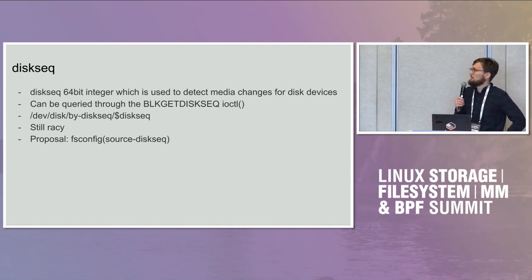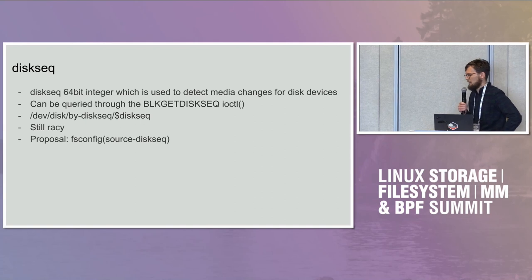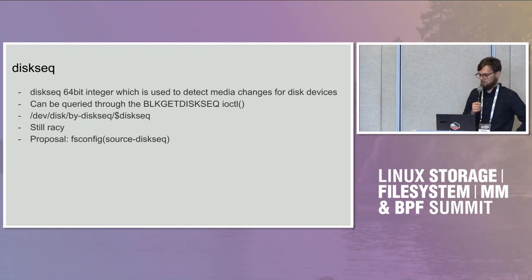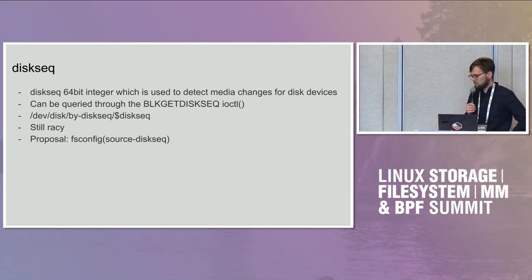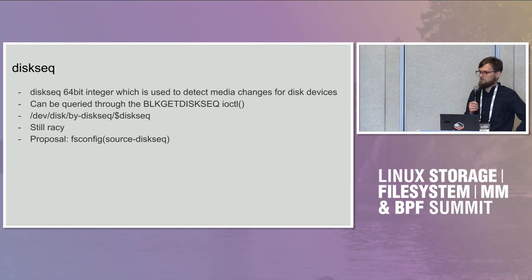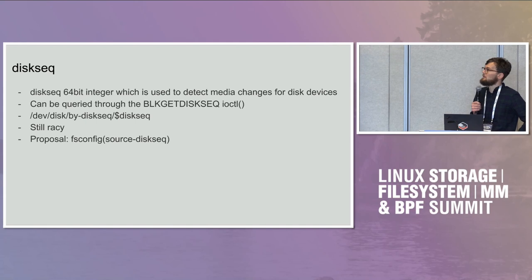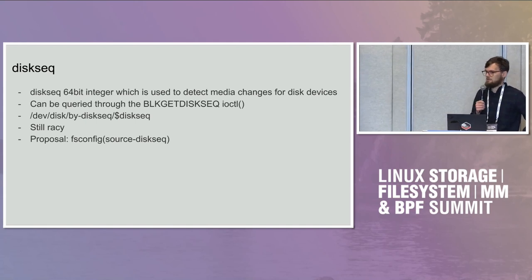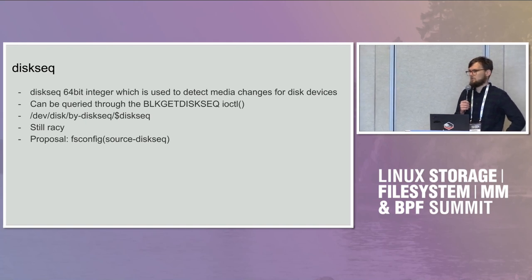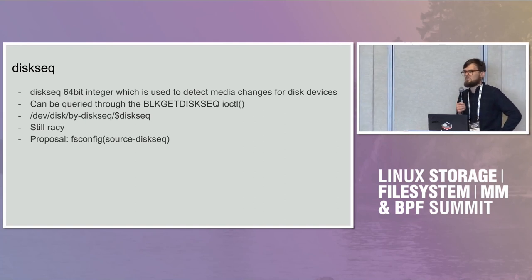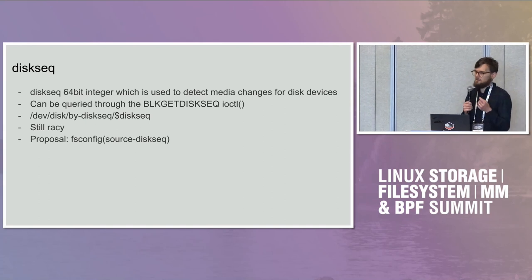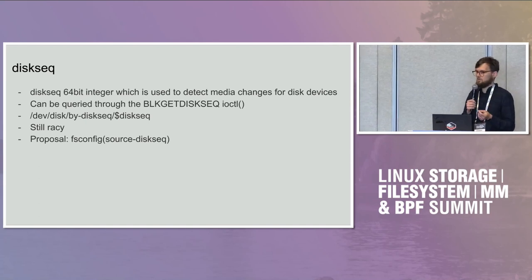And this is a worry for doing unprivileged mounts, for example, or doing unprivileged mounts in lieu of a container. And so the idea that I had pitched off list to Christoph before was to introduce a new generic property in the new mount API, which I called, as a working title, source disk sequence number, or source-diskseq. So what you could do in addition to the source property, you could also query the disk sequence number for the specific device that you want to mount.